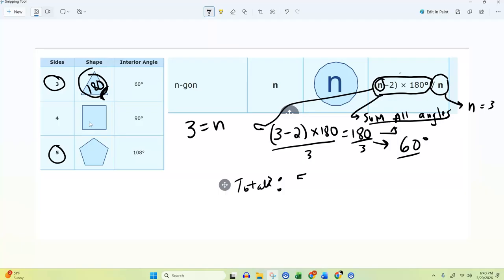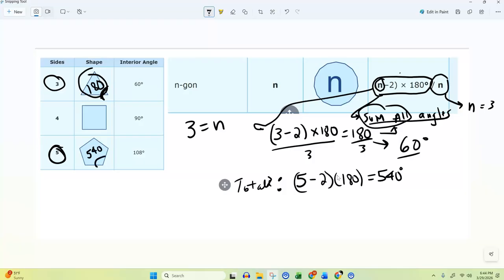So I'd go 5, right? 5 minus 2, parenthesis, times 180. And that would be 3 times 180, and you can do that on your calculator. So that would be 540 degrees total, okay? But that's the total. That would be all the angles. So that means that would be 540, right, for all.